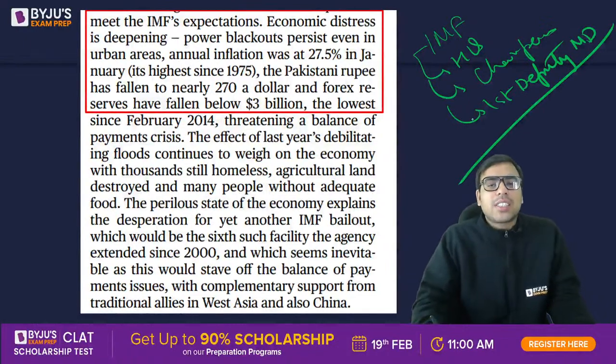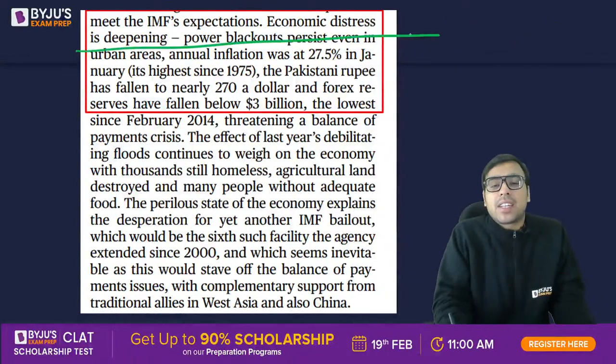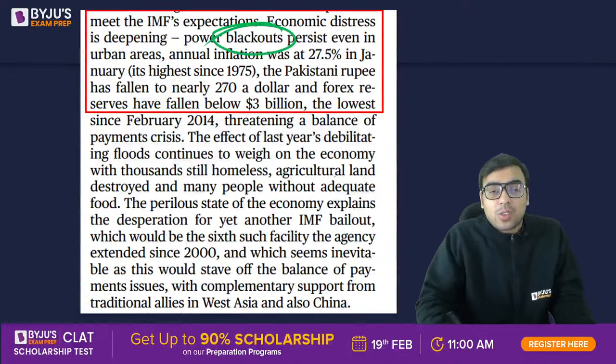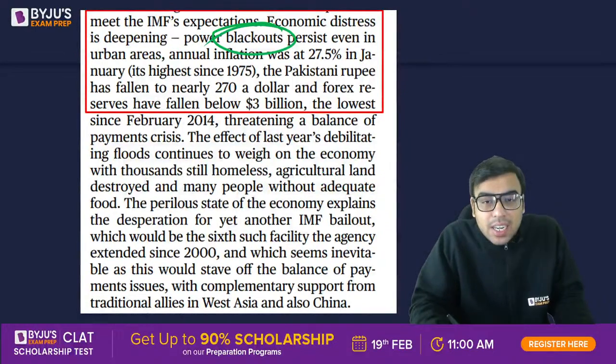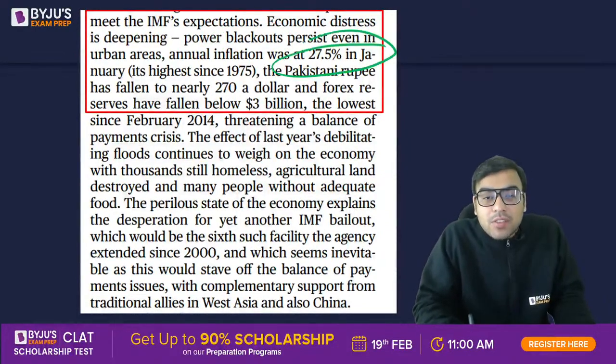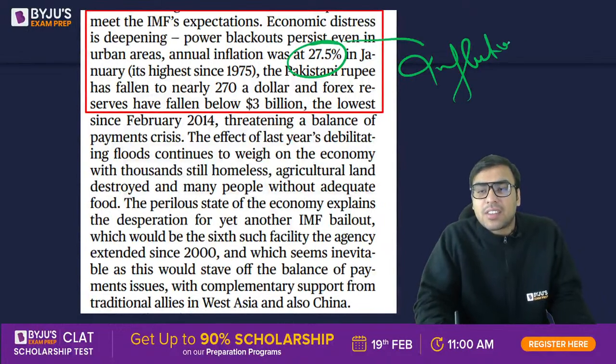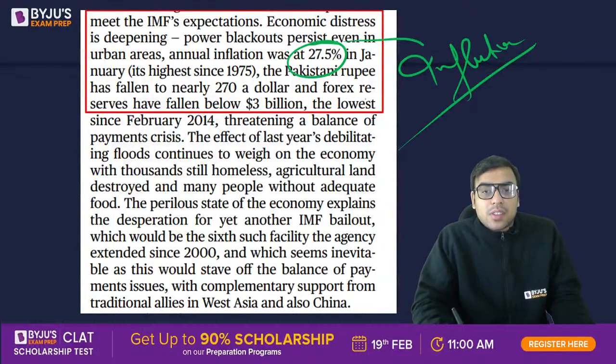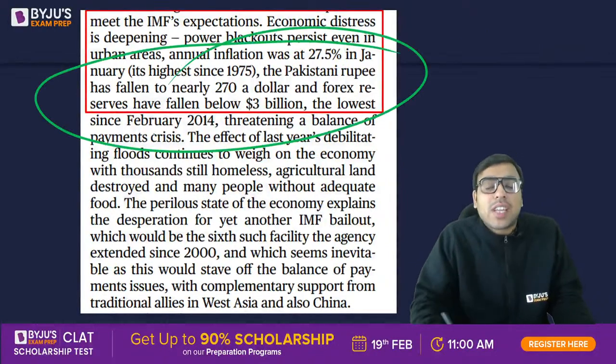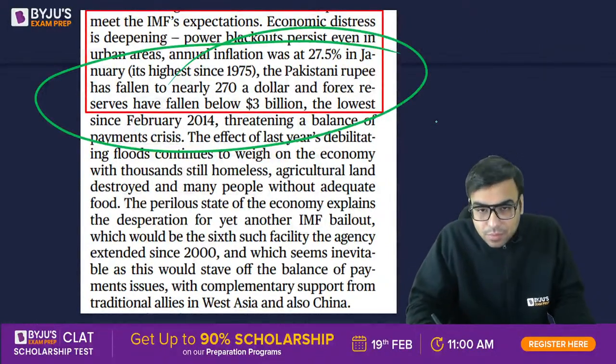Then the author is talking about an economic distress, power blackouts happening, so there is an electricity shortage. The Pakistani rupee is falling, the foreign exchange reserve is also falling, and inflation is very high. महंगाई काफी ज़्यादा है, foreign exchange reserve गिर रहा है, पाकिस्तान का रूपी कमजोर हो रहा है. So these are the things in the news, which are a sign of a bad economy.